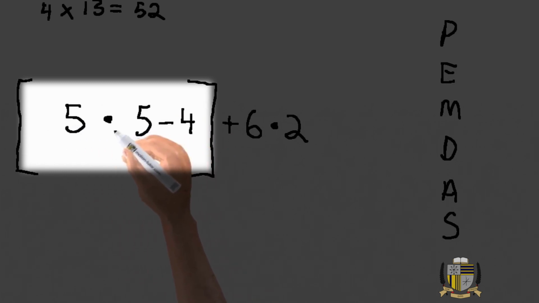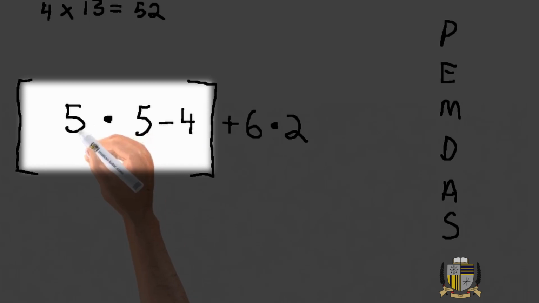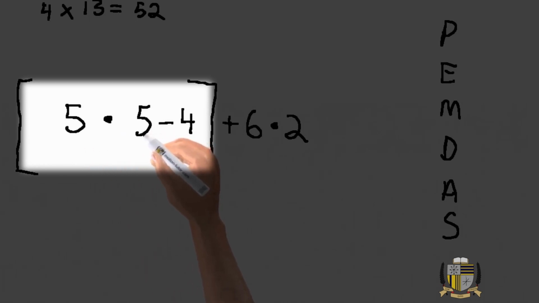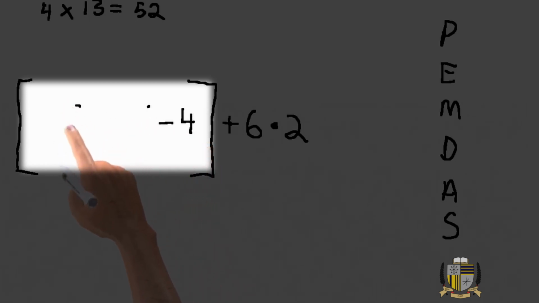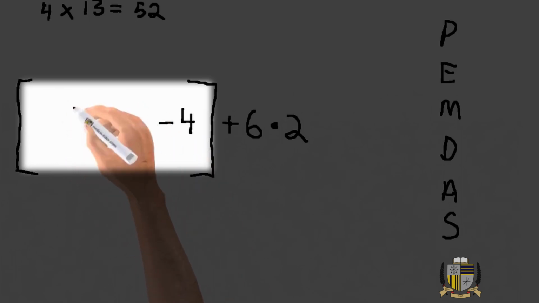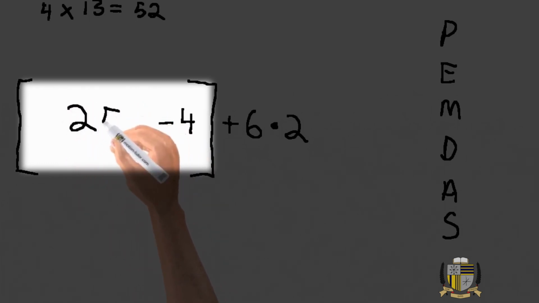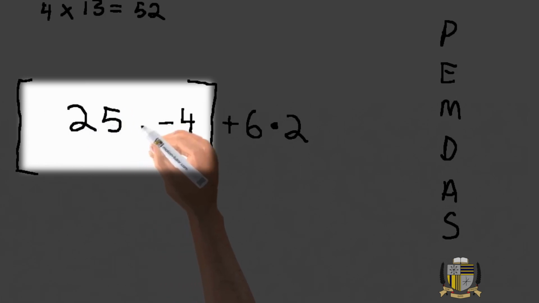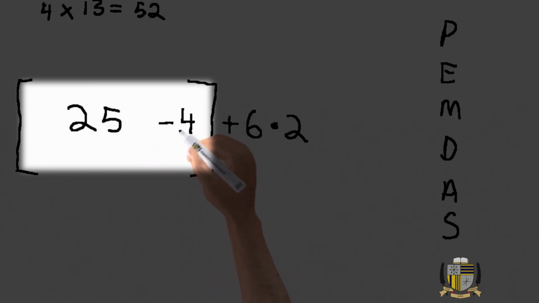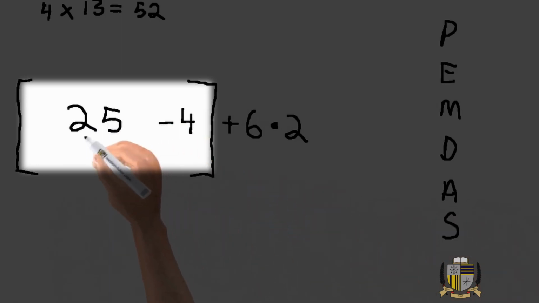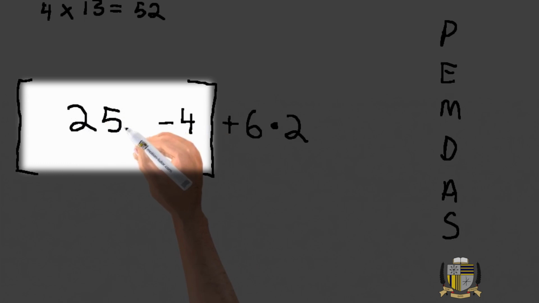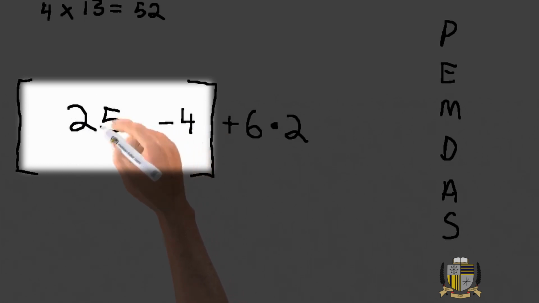So it's going to be 5 times 5. We're going to do this first. So 5 times 5 is 25. So 25 minus 4. This is a subtraction, towards the end of PEMDAS. By applying PEMDAS in here, subtraction is the last thing. So it's going to be 25 minus 4 inside here. And 25 minus 4 is 21.